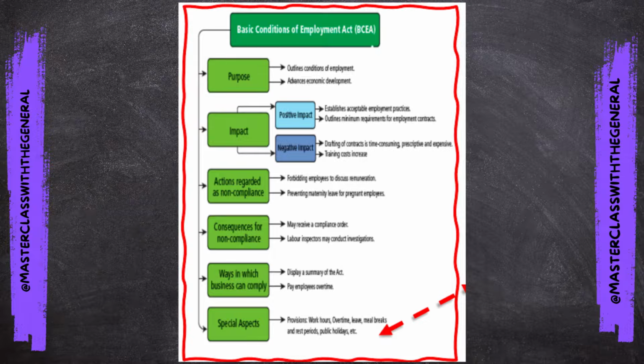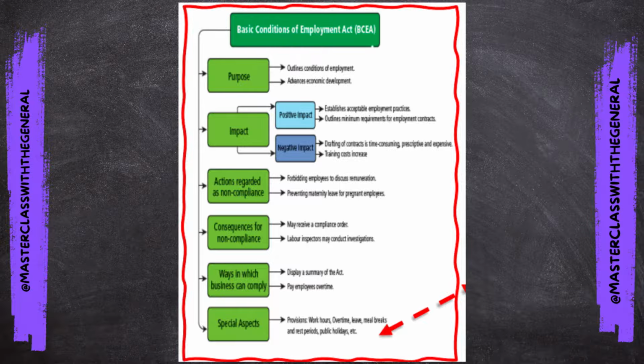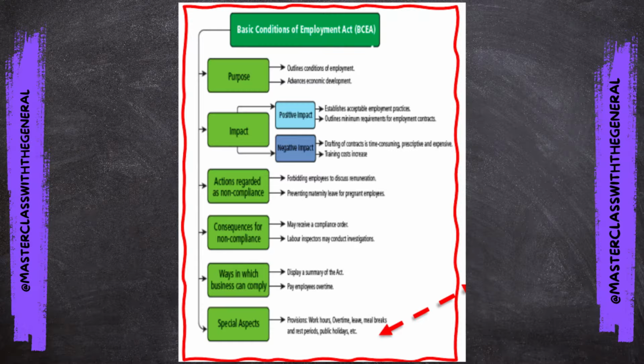It outlines conditions of employment. So what are we saying here? The Basic Conditions of Employment Act gives the minimum requirements that a business must match in terms of how they treat an employee. No business in South Africa can do less than these minimum requirements. Number two, it advances economic development because it ensures that employees are treated well and remunerated in a way that makes them active economic participants.